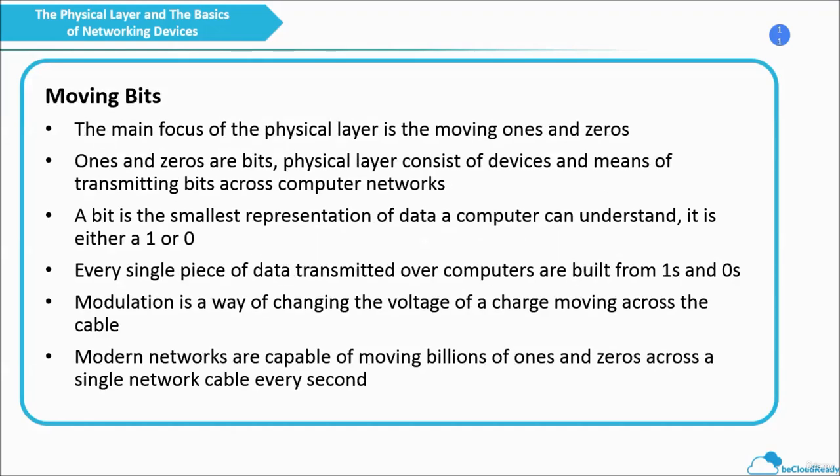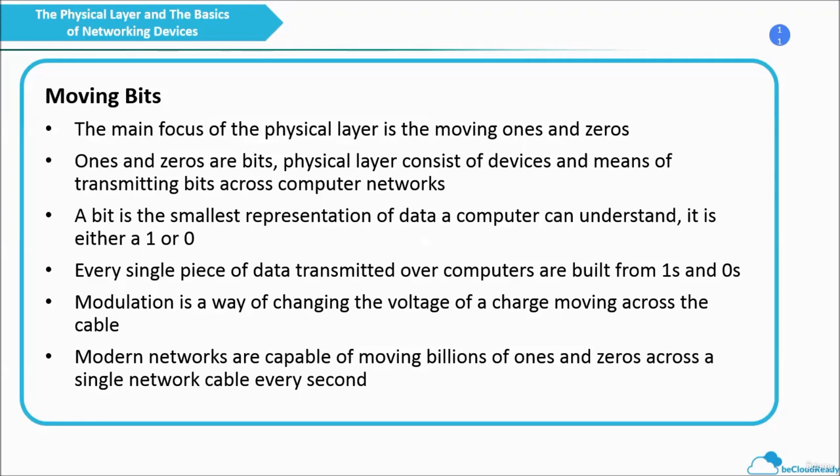Then we have a terminology called moving bits, and in fact moving bits is the main focus of the physical layer. Moving bits is basically moving the zeros and ones, or moving the data. Ones and zeros are bits. The physical layer consists of devices and the means of transmitting these bits across computer networks. A bit is the smallest representation of data that a computer can understand. It is either a 1 or a 0.